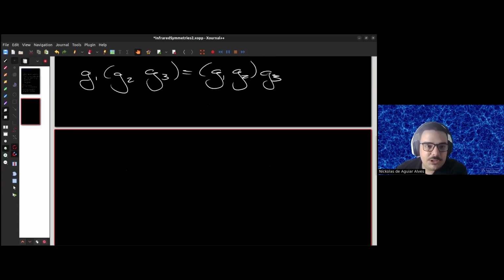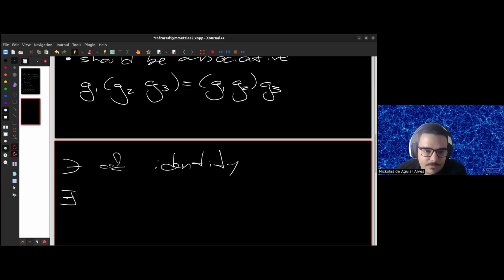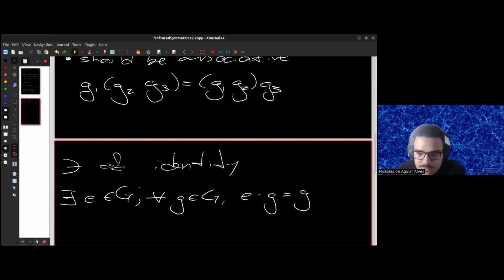The second condition that we ask for is the existence of an identity. By this, it means that there is some element e in the group. We usually use this letter e when talking about abstract groups; when talking about matrix groups, this will typically be the identity matrix. So there is this element e in the group such that for any element g in the group, it holds that e times g equals g times e, which is equal to g.